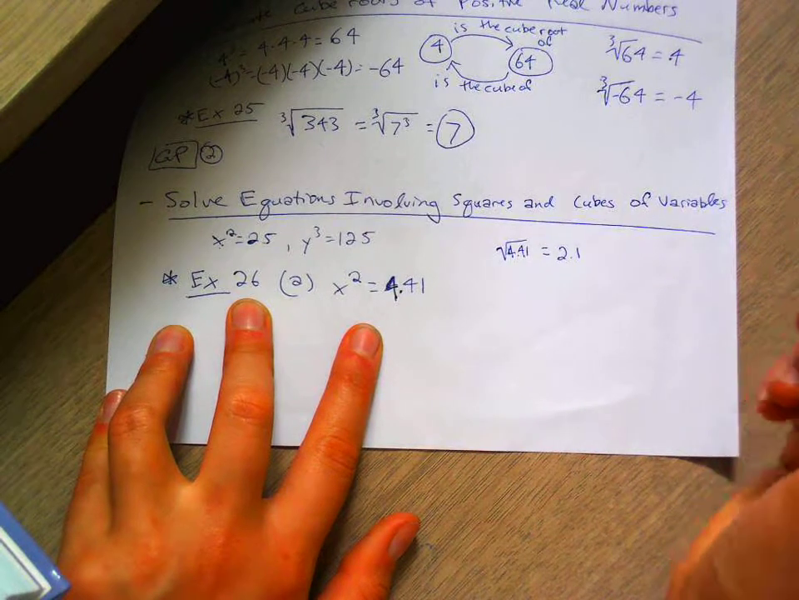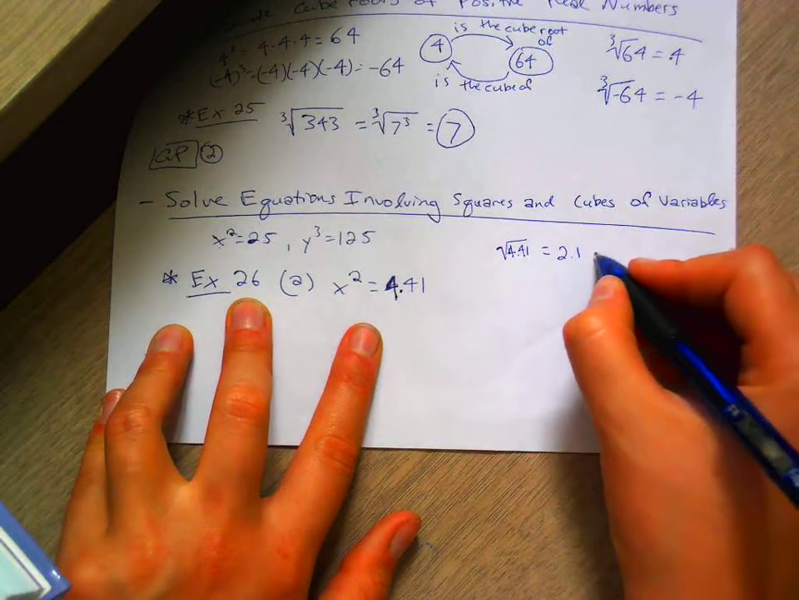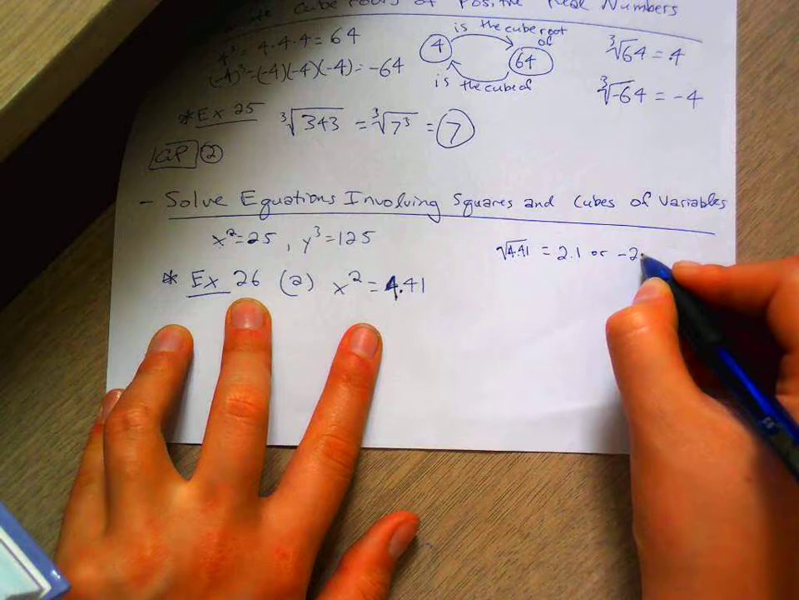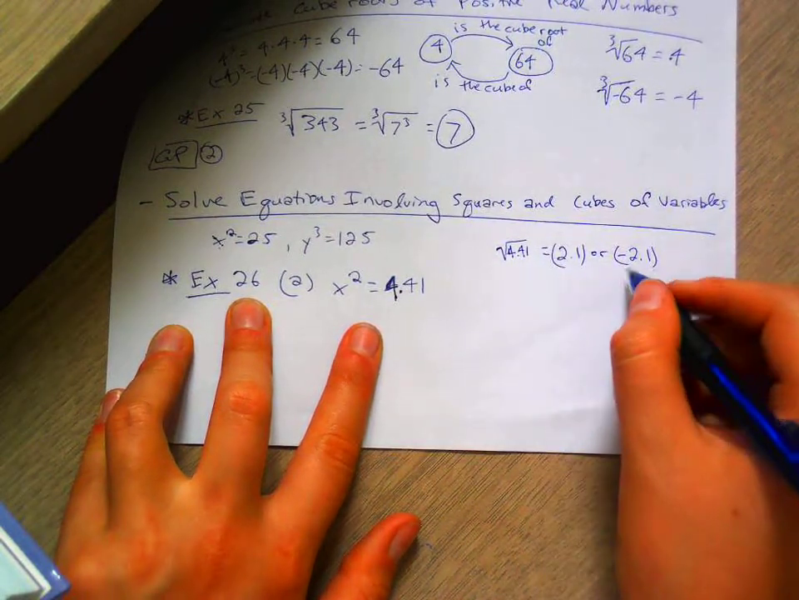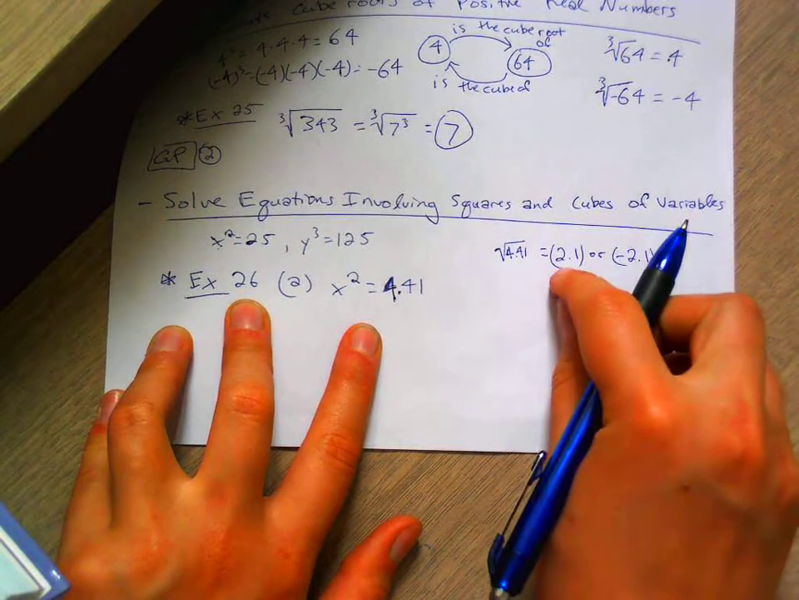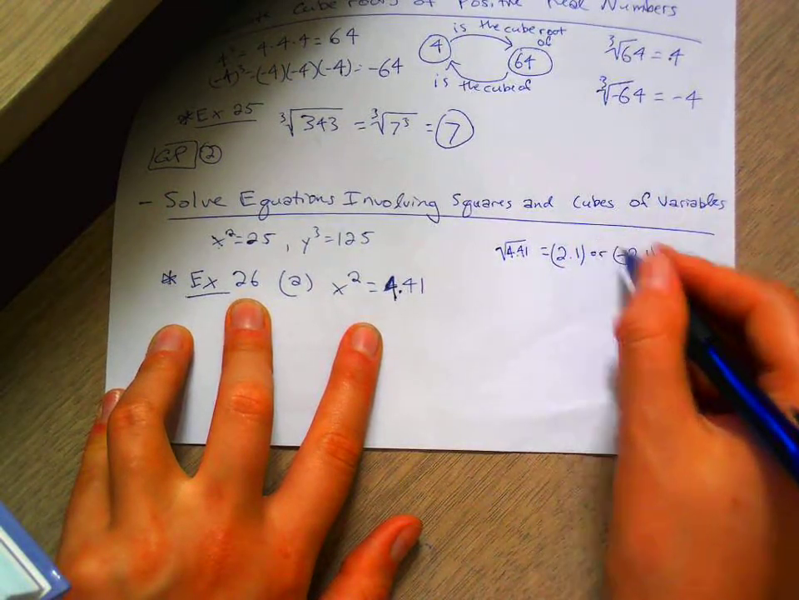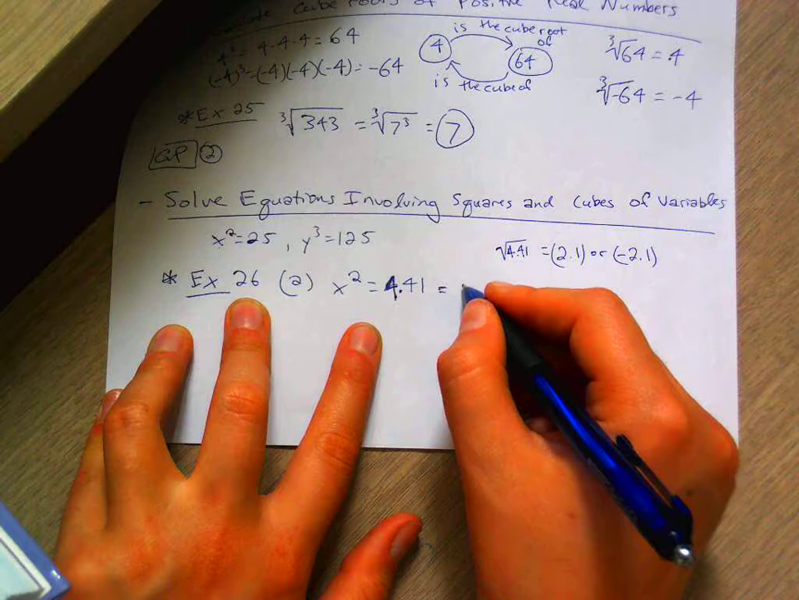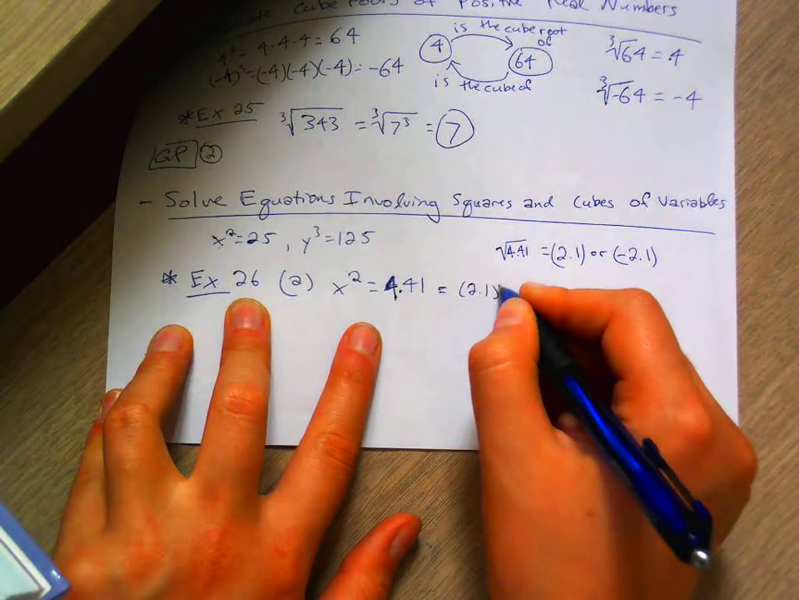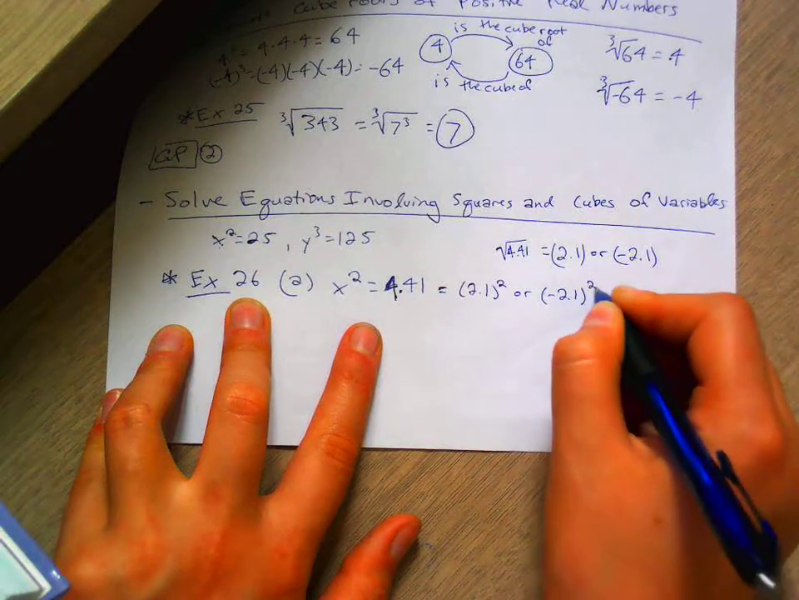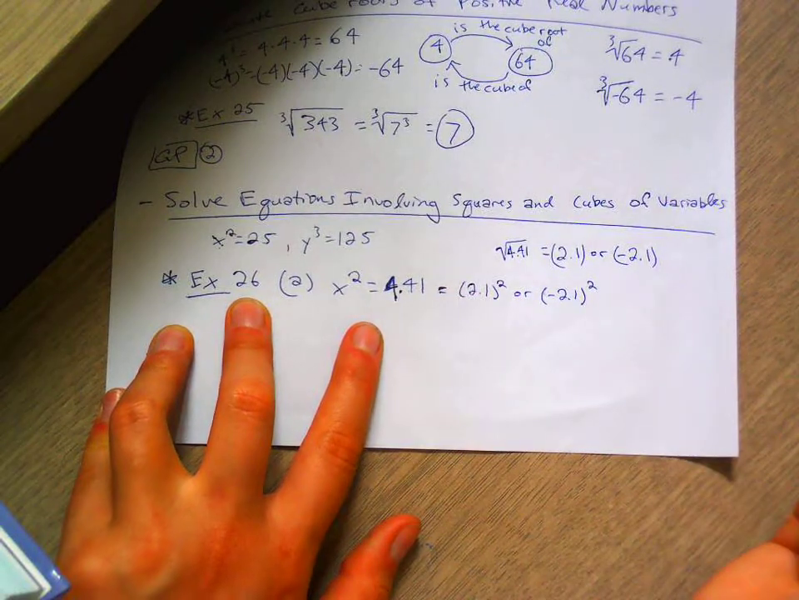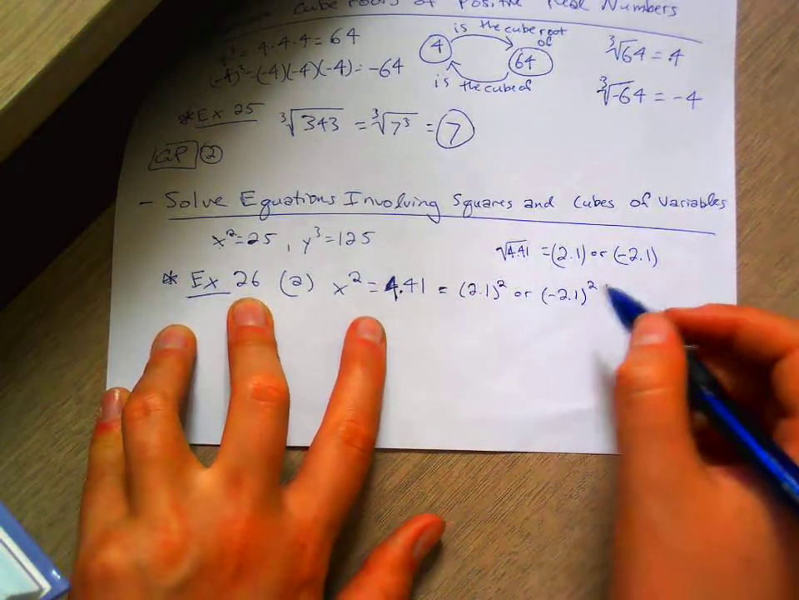Notice that is the positive square root. We could also have the negative square root. So we have two options here. But we know that this times itself, so 2.1 squared, is going to equal 4.41. Or negative 2.1 squared is also going to equal 4.41. We know that either of these things could be that.